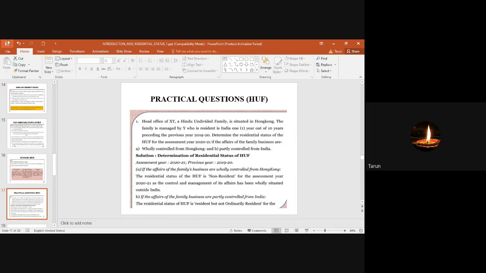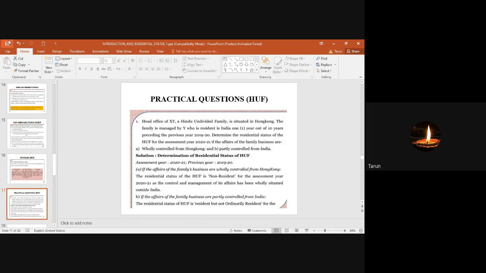So, the assessment year is 2020-21 and the previous year is 2019-20. It's already given in the question. Determine the residential status of the Hindu undivided family. The assessment year is 2020-21, so the previous year is 2019-20. So let's begin with the A and B parts of the question.